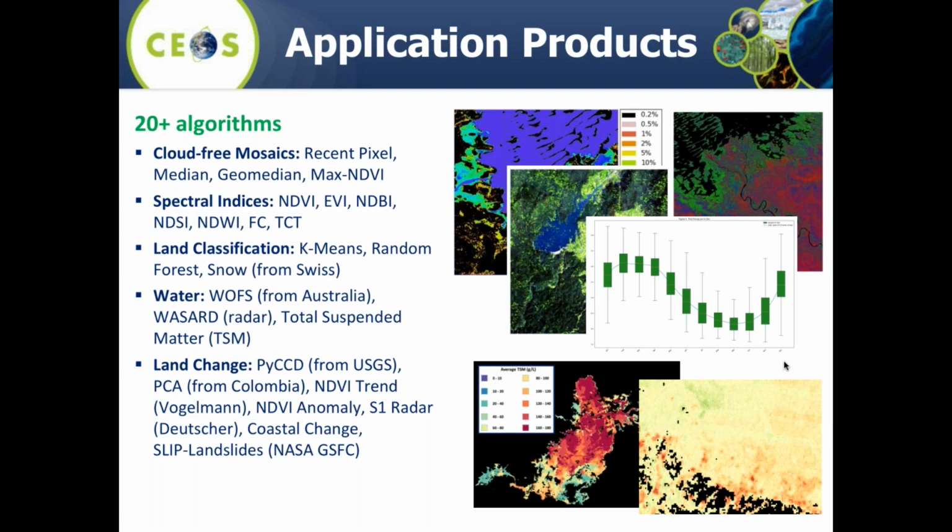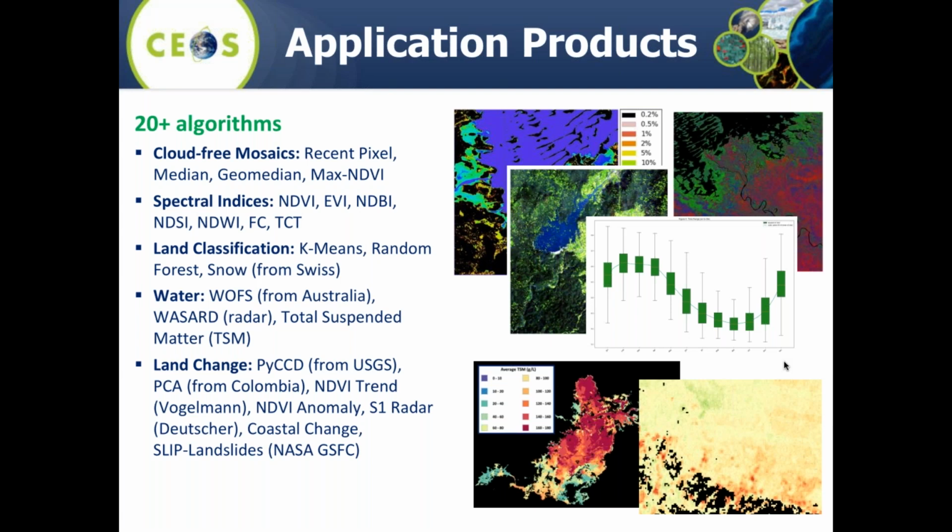Land classification, I can cluster land types such that I can apply classification. So if I want to know where the agriculture is and I want to know where the forest is, I might do some land classification. Water is always high interest. So we have a water observation from space called WOfS algorithm that was developed in Australia. We have one for radar, and then we have one that can look at water quality. So there's some really good water algorithms that are quite interesting, and I'm going to show you a few of those. And then finally, land change. Land change is probably, next to water, the other one that's the most readily requested. So we have a number of interesting algorithms there.